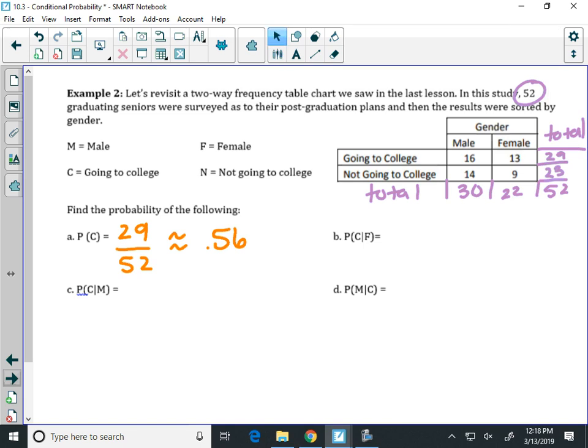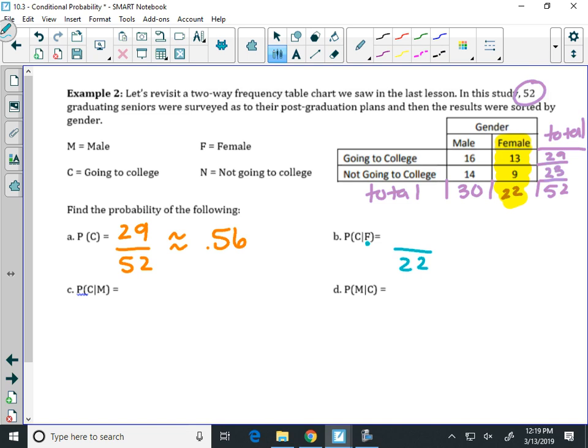If we take a look at B, now there's a condition on it. It's saying: find the probability of going to college given they're female. So the female is picked. What's the probability they're going to college? That means you go to the second thing, female. We are only looking at the female column. Nothing else. So the total number of females is now our sample space. It's our total population, so it goes on the bottom of our fraction. 22. Very good.